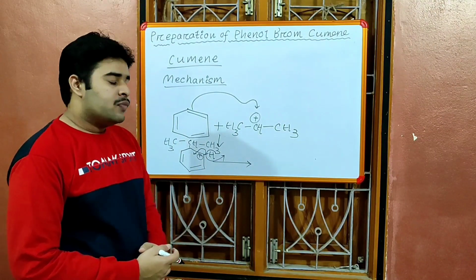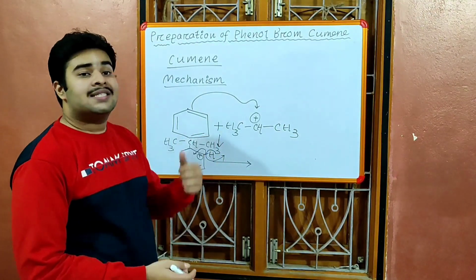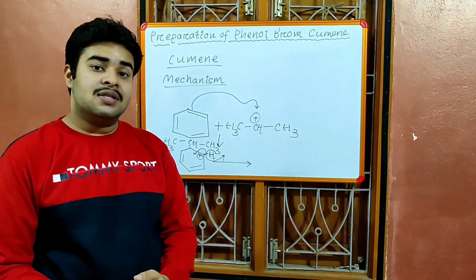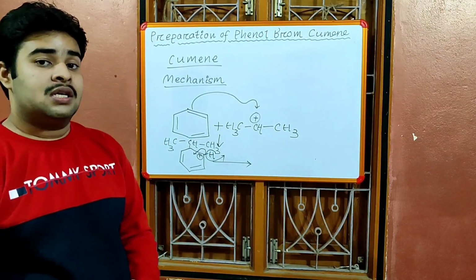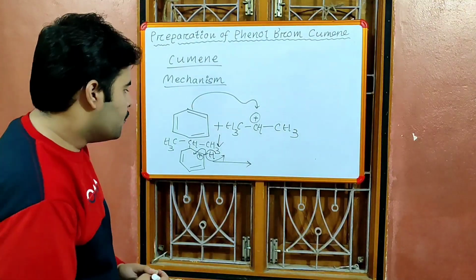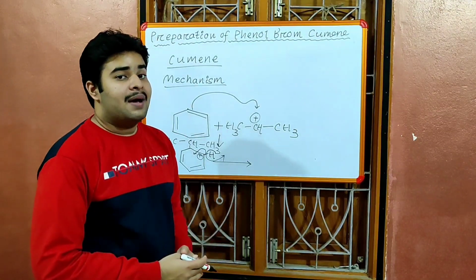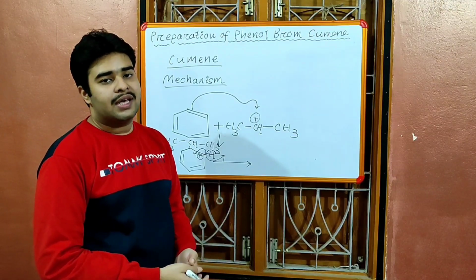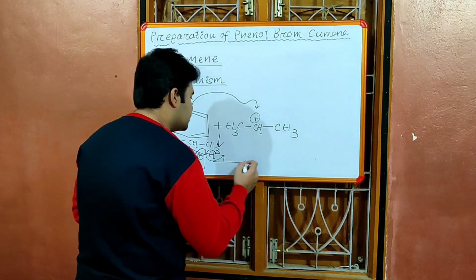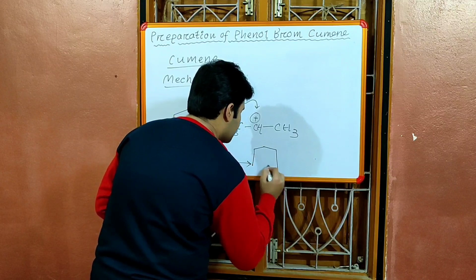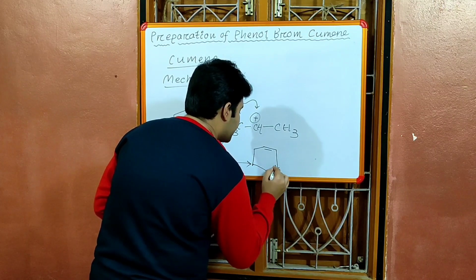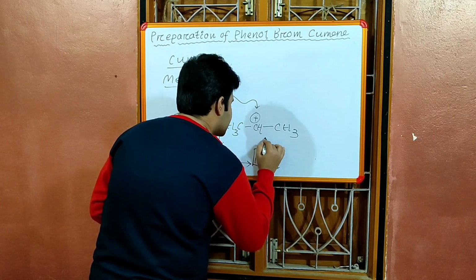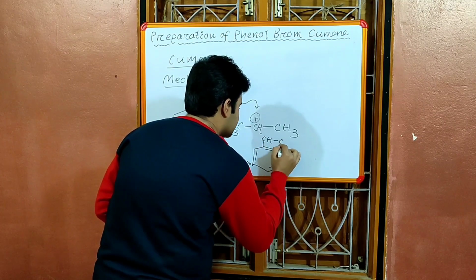And what about this proton? Where will it go? It will go to the HSO4 minus ion, which we produced previously. So this proton will be abstracted by that HSO4 minus ion, and it will give us our sulfuric acid again. So now our cumene, or our isopropyl benzene, is formed.